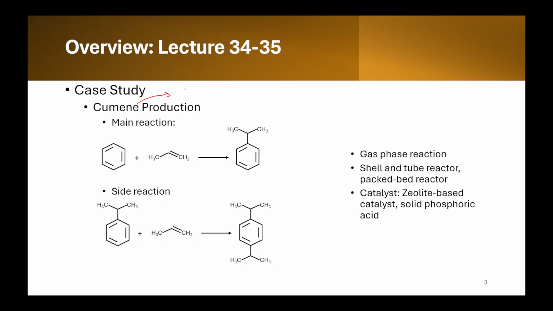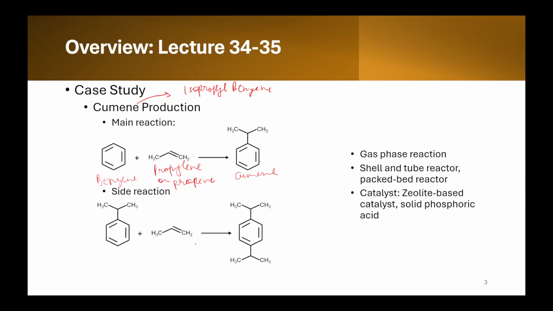Cumin can also be called isopropyl benzene. So the main reaction is between benzene and propylene, or you can say propene. This is propylene, and this is benzene. And this is what you get, cumin. This is your main product.